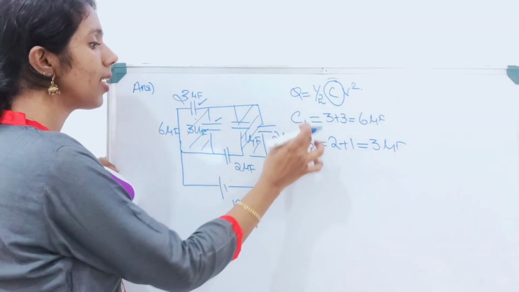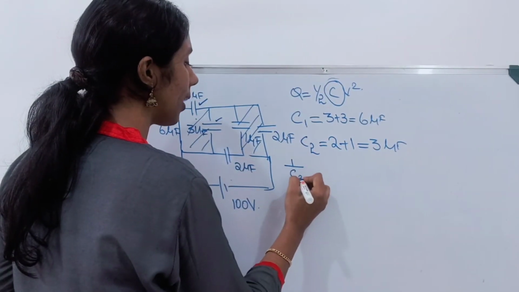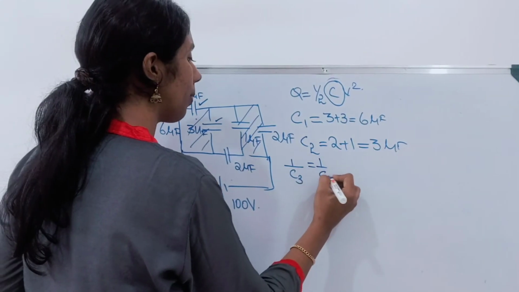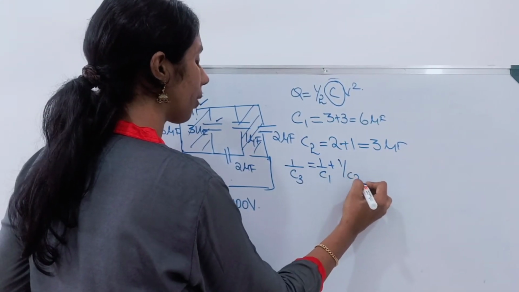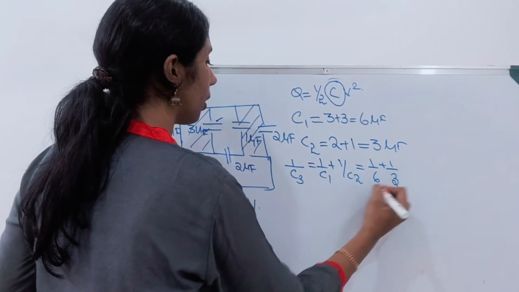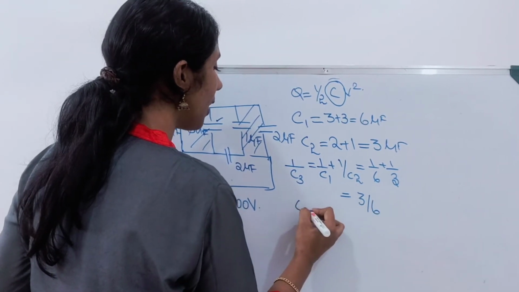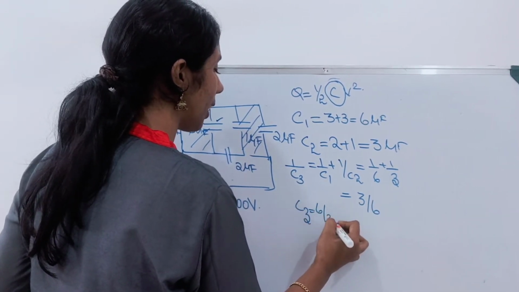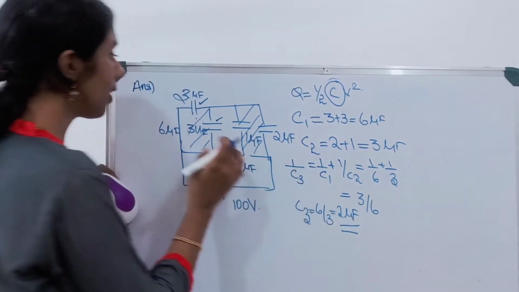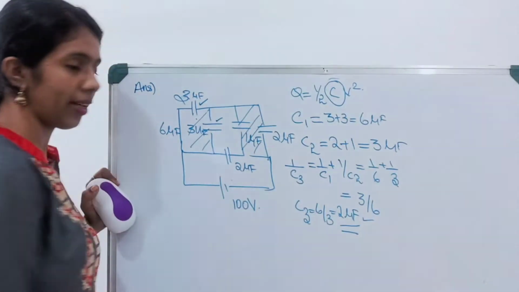Now C1 and C2 are connected in series. So 1 by C3, that is the equivalent capacitance of C1 and C2, is 1 by C1 plus 1 by C2, which is equal to 1 by 6 plus 1 by 3, which is equal to 3 divided by 6, or C3 is equal to 6 by 3, which is equal to 2 microfarad. So the resultant of C1 and C2 is 2 microfarad.